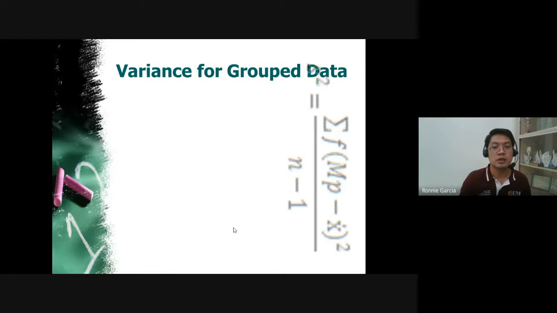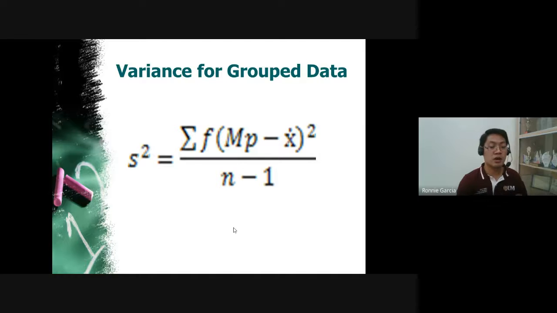So much for the words. Let's proceed to the formula. Tanawa ninyo ang formula, di ba? Complicated siya. Summation of f times the quantity of MP, this is the midpoint or class mark nga gi-discuss ganina. So connected ta sa katong lesson ganina sa group data of central tendency. So class mark ni siya or midpoint minus X bar, the mean, tapos square pa dayon siya, divided by n minus 1 because we are dealing with sample.